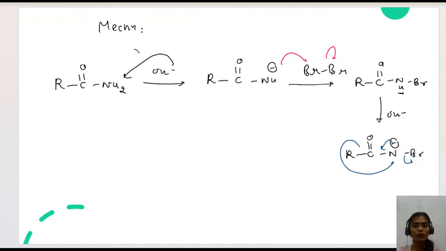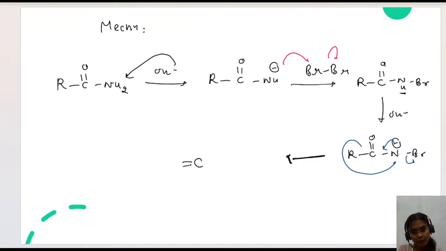If you're not going to use these arrows, it's okay. Just simply write OH and it's totally understood that it's going to abstract the hydrogen. Okay, but this step is really important. Then once that is done, we are getting an intermediate. Okay, so what is the intermediate?